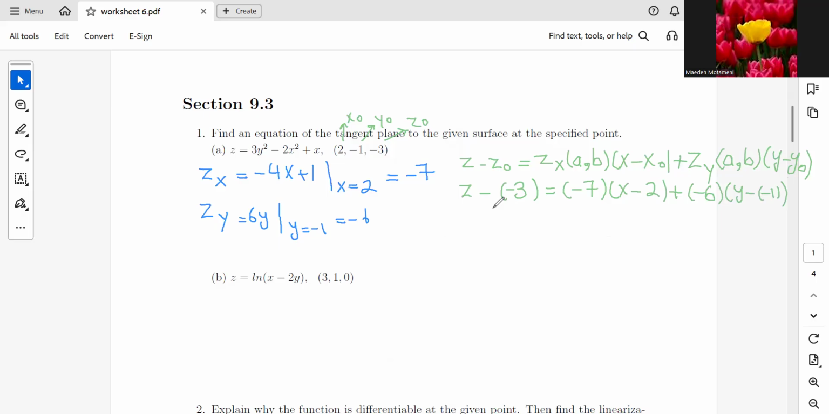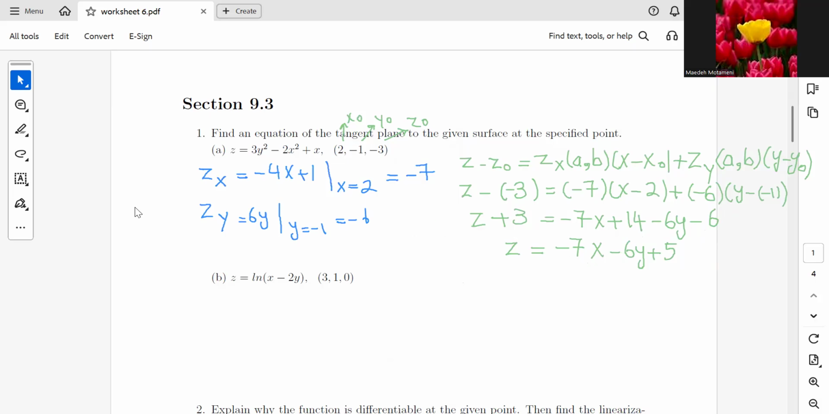If we simplify this, we would have z plus 3 equals negative 7x plus 14 minus 6y. Inside the parentheses would be plus 1, times negative 6 gives us negative 6. If we subtract 3 from both sides, we get z equals negative 7x minus 6y, 14 minus 6 which is 8, and then minus 3 would be plus 5. This is the equation of the tangent plane.